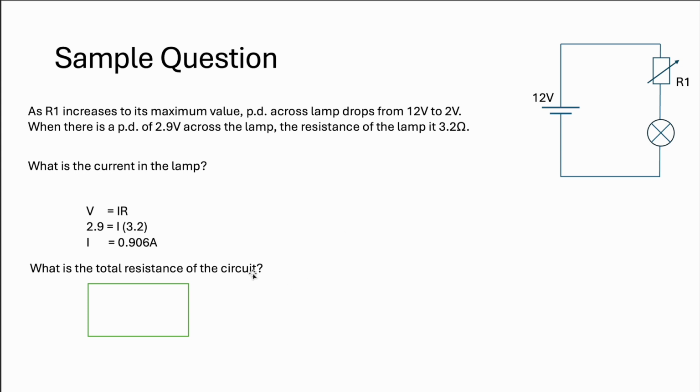Okay, next will be the total resistance of the circuit. So they already give you the value. Total resistance equals to voltage, 12 volts, over the current that is in the lamp. You're going to get this value.